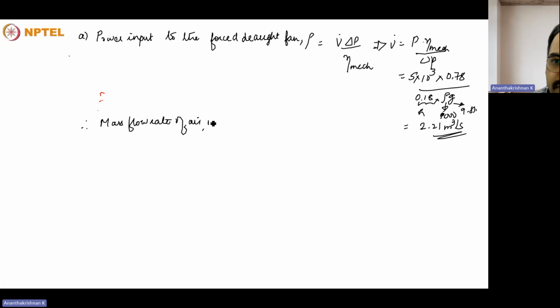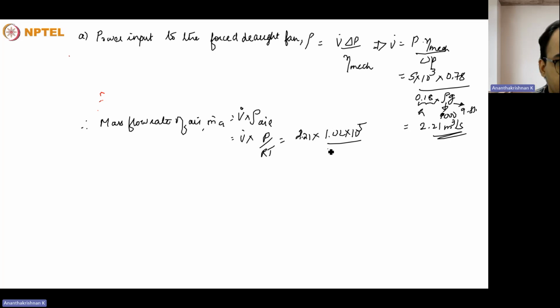So the m dot air will be equal to the flow rate of the air multiplied by the density of the air. So it's an ideal gas. We have to calculate the density using P by RT. V dot will be the same. We already obtained it, 2.21, multiplied by pressure. Incoming air will be at a pressure of 1.02 into 10 power 5 Pascal divided by R.